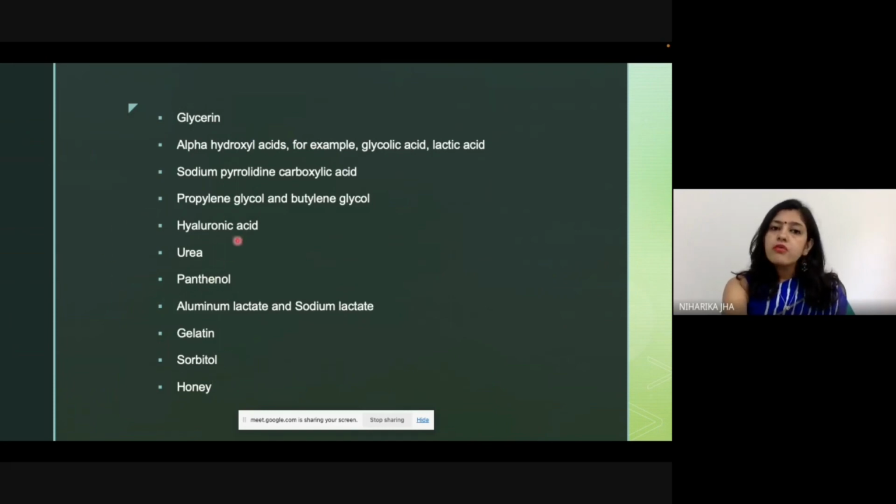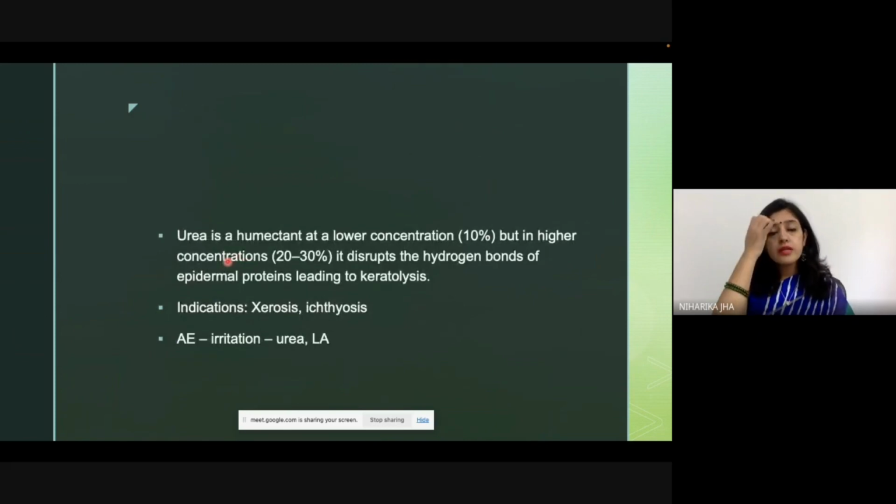Out of these, urea is one interesting humectant because if we use it at a lower concentration, say about 10%, then it acts as a humectant. But in a higher concentration, say around 20 to 30%, it has more keratolytic activities. These humectants are used in xerosis and ichthyosis, and certain side effects such as irritation, etc. can be seen with humectants like urea or lactic acid.